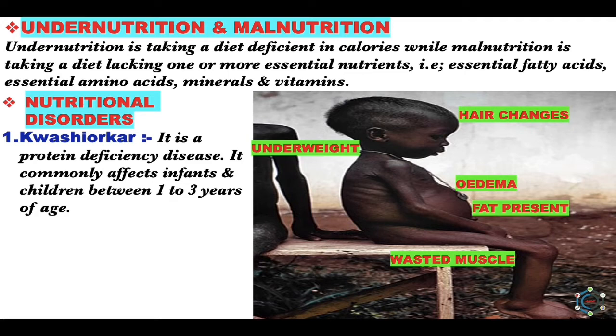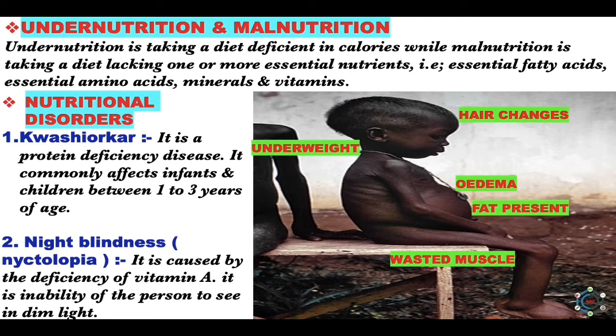For the cure of this disease, an adequate amount of protein must be present in the diet. From where can you get protein? Proteins are found in cereals, pulses, meat, fish, milk, cheese, leafy vegetables, groundnut, peas and beans.